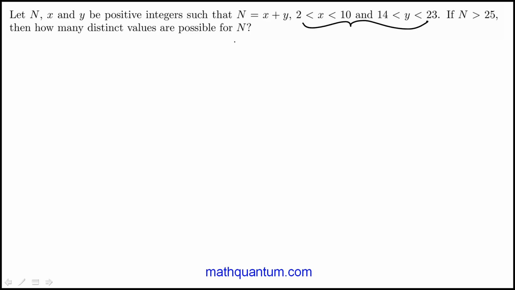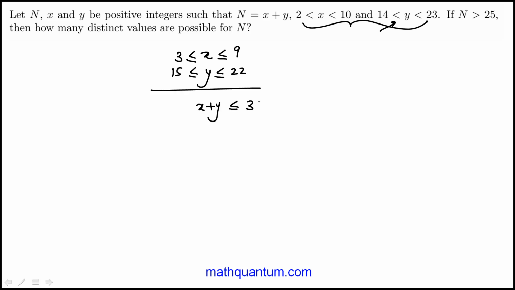So here I'll rewrite these constraints. Because x is an integer, I'll rewrite this as greater than or equal to 3 and less than or equal to 9, because x and y are positive integers. Same thing with y. I'll rewrite this as greater than or equal to 15 and less than or equal to 22, which means x plus y, if we add these inequalities, is between 18 and 31 inclusive.